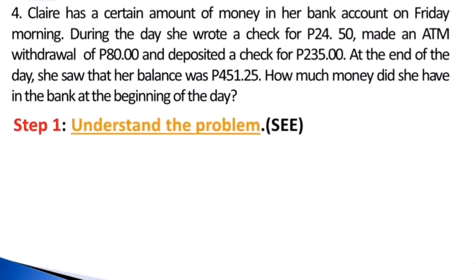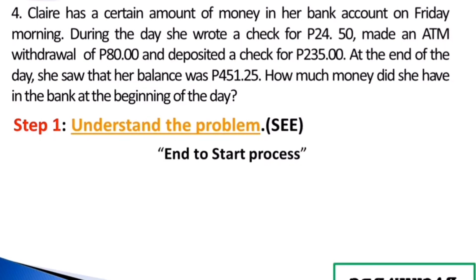So again, let us have the first step of George Polya, understanding the problem, and the keyword is see. In this case, the strategy we're going to apply is what we call working backward. Meaning to say, we're going to do the end-to-start process. We cannot have the right answer if we start at the beginning. In short, we're going to start the solution from the end to the beginning.